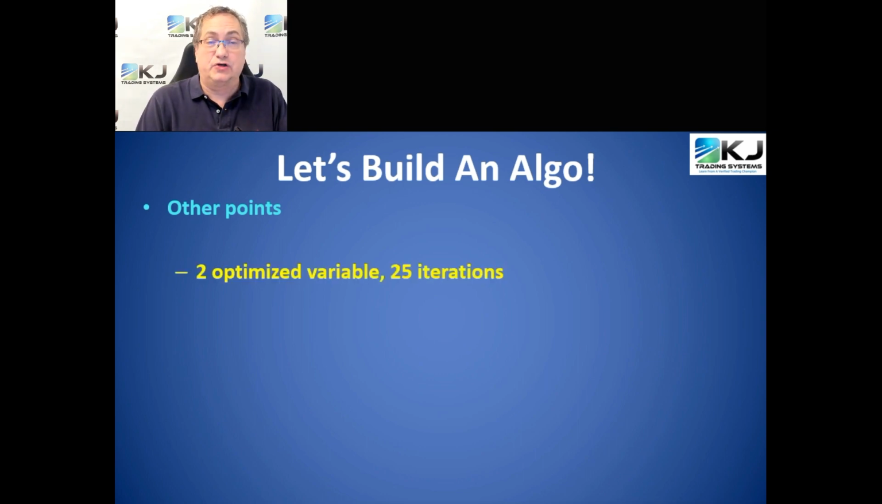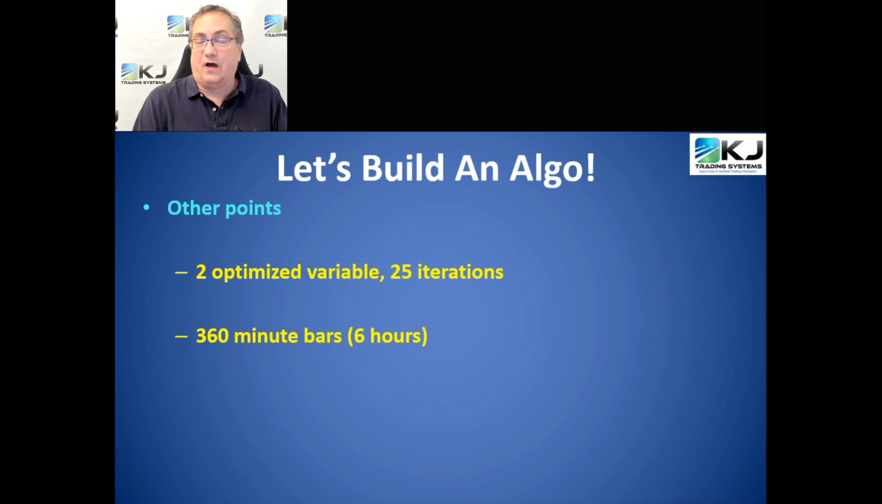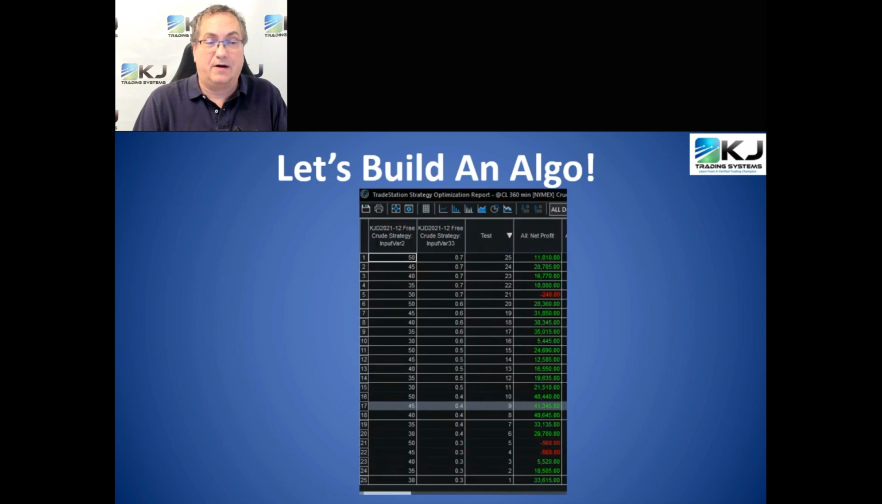Okay, a couple other points. As I mentioned, there's 2 optimized variables, and I'm going to do 25 iterations. So each variable, I believe, has 5 different values. So 5 times 5 is 25. And I'm going to do this with 360-minute bars. I use all different size bars in my testing. This time I decided to use 6-hour bars.